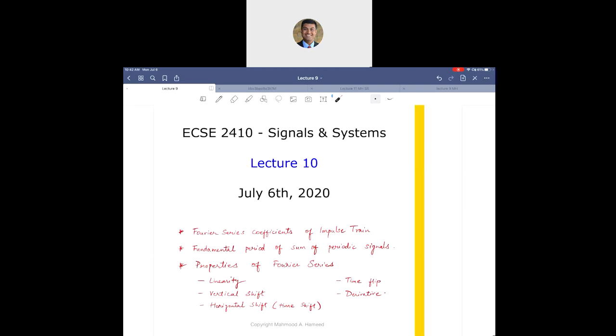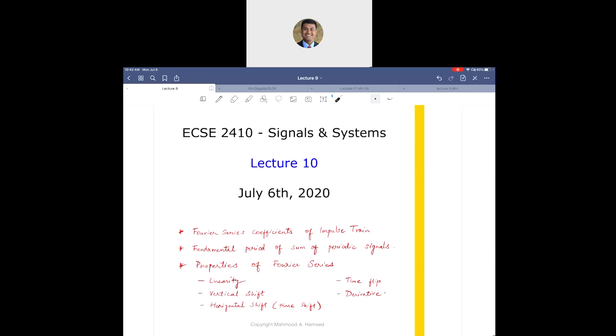Then we will get into the core of the Fourier series coefficients discussion: properties of Fourier series. How about linearity? How about a vertical shift in the signal x of t? What happens to the Fourier series coefficients? What happens when your x of t gets horizontally shifted, which means there's a time shift? It could be a delay, it could be an advance. What happens to the Fourier series coefficients when you do this in the time domain? What happens when you do a time flip on x of t? What happens when you differentiate x of t?